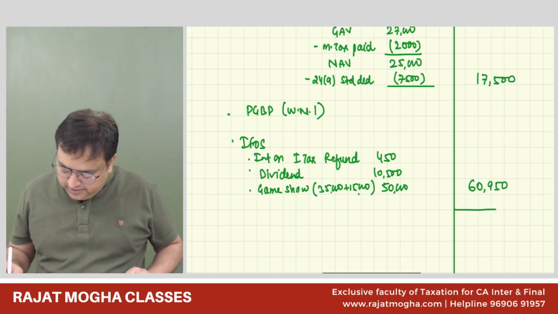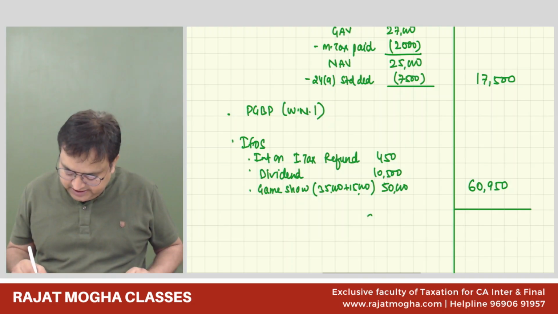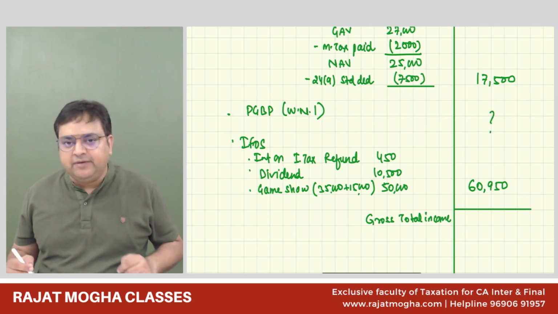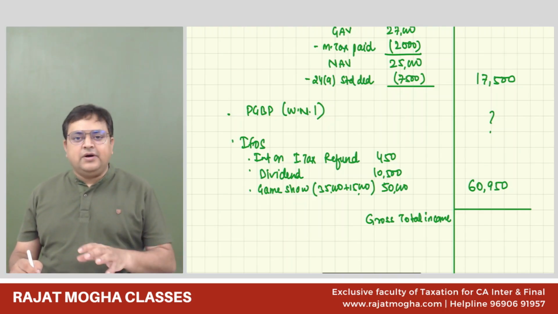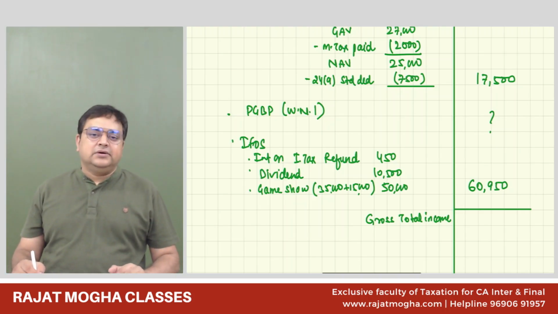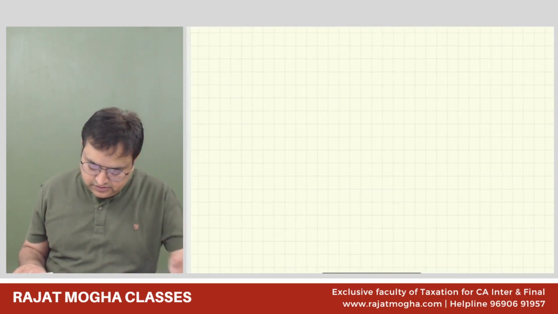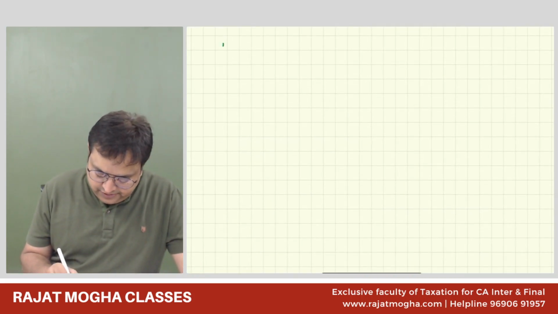Now, we will get our GTI, gross total income. Once we have calculated our PGBP, then we can fill up the gross total income. So let us now make a working note for our PGBP. You can use your next page to make a working note.